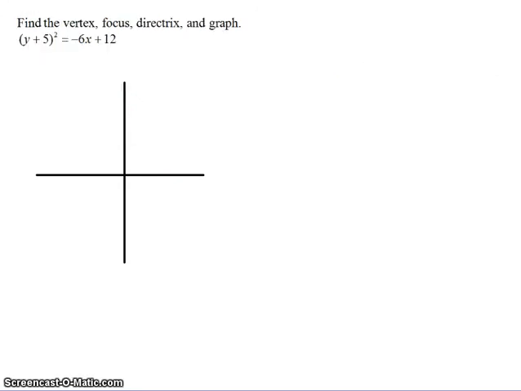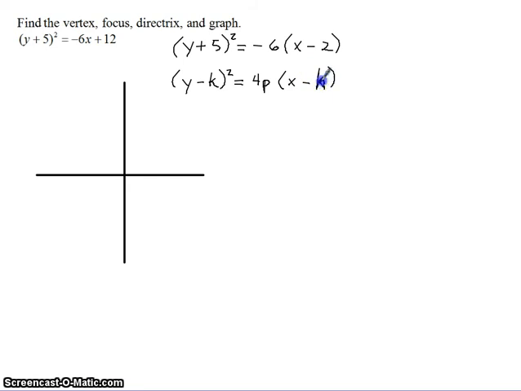We want to find the vertex, focus, directrix, and then graph. So I see I have a y squared, and that tells me I'm going to have a parabola on its side. In order to find the focus and the directrix, I need the p-value. And so I need to compare this equation to the general form of a parabola. So let's start making that comparison. In order to make the comparison, first I need to factor out -6. So let's go ahead and do that. So I factored out the -6.